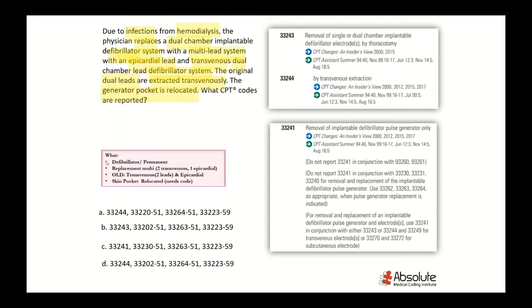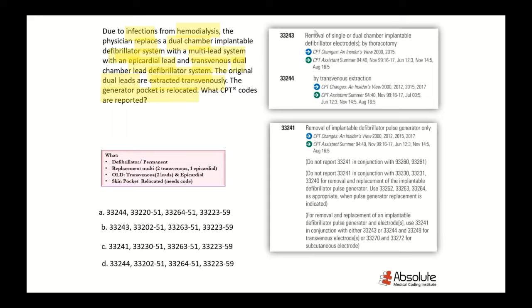So the first thing that we have to do here, like I said, is code the most complex procedure, which would be the extraction first, the removal. So looking at your answer choices, the first code has to be 33243 or 33244, because we're going to be focusing on those. And two of them, A and D, actually share the same answer. So what do you say? Let's take a look at them.